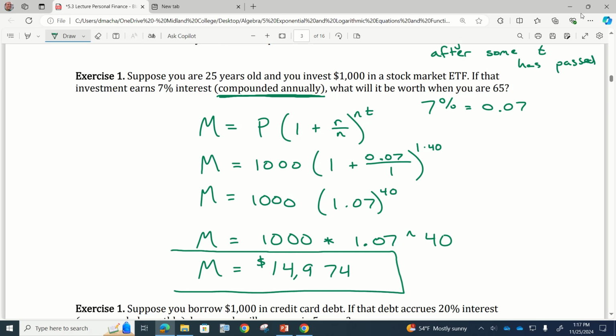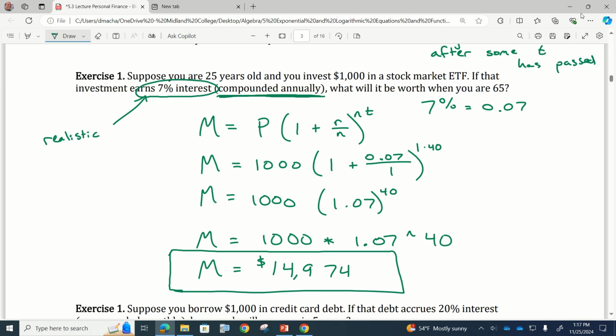So, you invested $1,000, and at the end, you got out almost 15,000. I want you to know that these are actually very, very realistic numbers. Not the ages and the principal. But what I mean is, it would not be unusual for an investment to earn 7% interest. This is very realistic.